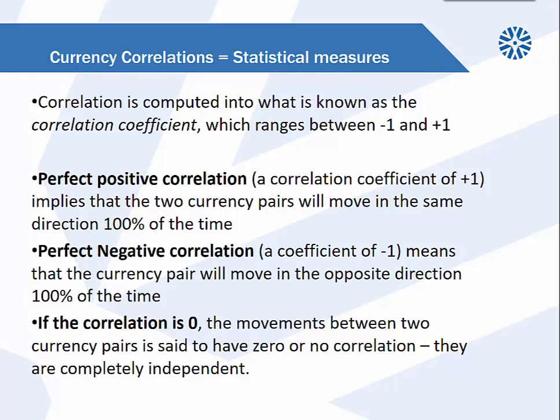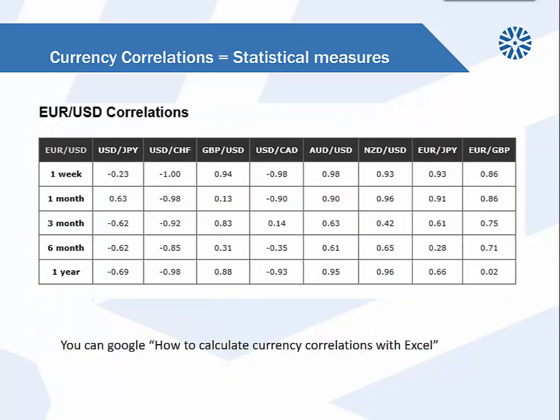So how does that actually look? What does that actually mean to a trader? Well, what we have here is a matrix of correlations within the euro dollar. So you can see across the top of the box there we have a wide range of the major currency pairs. So we've got euro dollar and its correlations against dollar yen, dollar Swiss franc, pound against dollar, dollar against the CAD, the Aussie dollar against the US dollar, the Kiwi dollar against the US dollar, the euro against the yen, and the euro against the sterling pound.